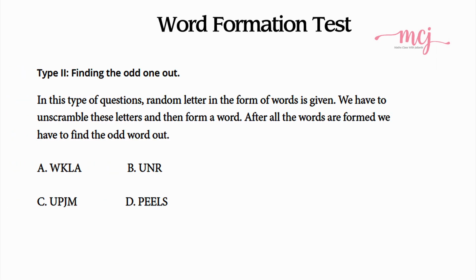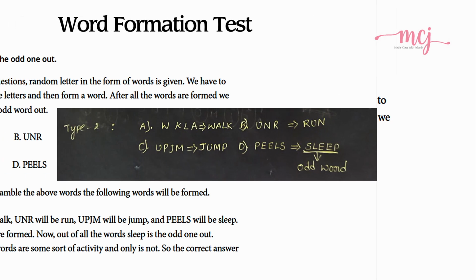Next, type 2. Finding the odd one out. In this type of questions, random letters in the form of words are given. We have to unscramble these letters and then form a word. After all the words are formed, we have to find the odd word out. Here we have some options.